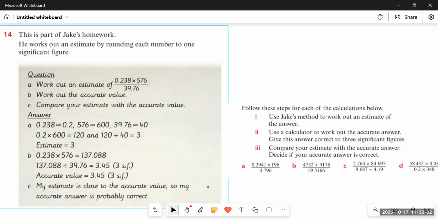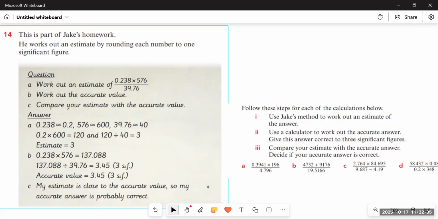He wrote 0.238 to one significant figure, and 576 to one significant figure becomes 600, and 39.76 becomes 40. So what he did, he wrote each of the numbers to one significant figure. He rounded all of the numbers. And then he multiplied 0.2 with 600, which got 120, and then he divided it with 40. So he got 3 as a whole number. So the estimated answer would be 3.